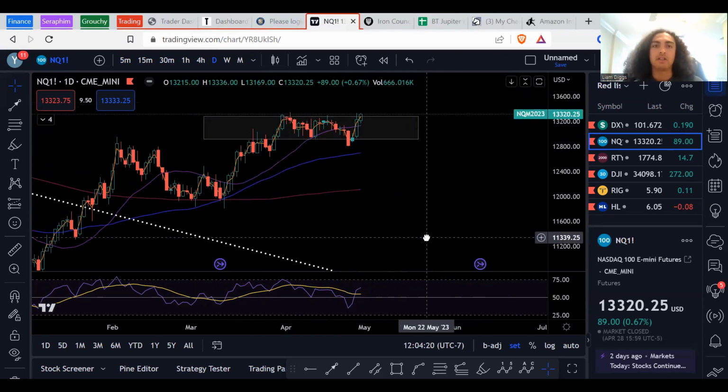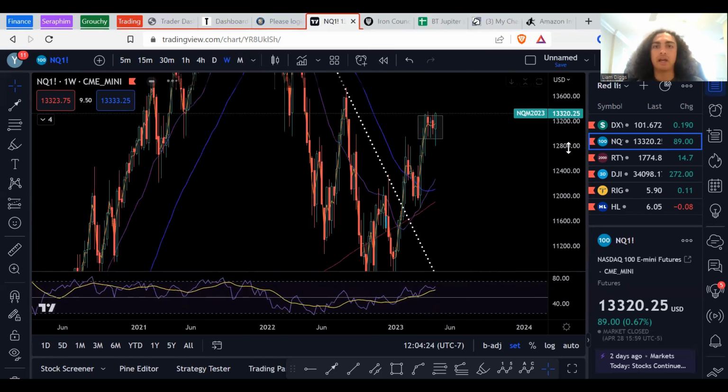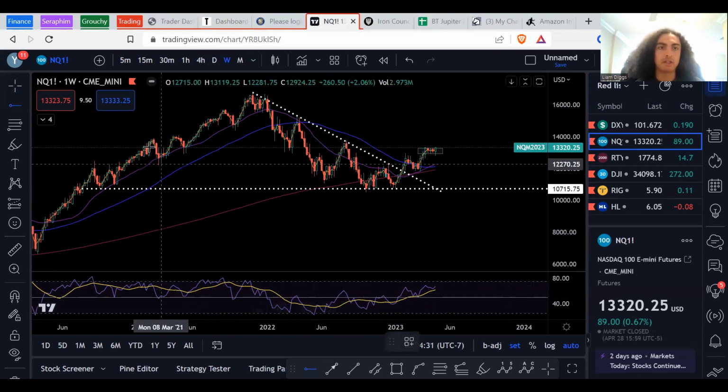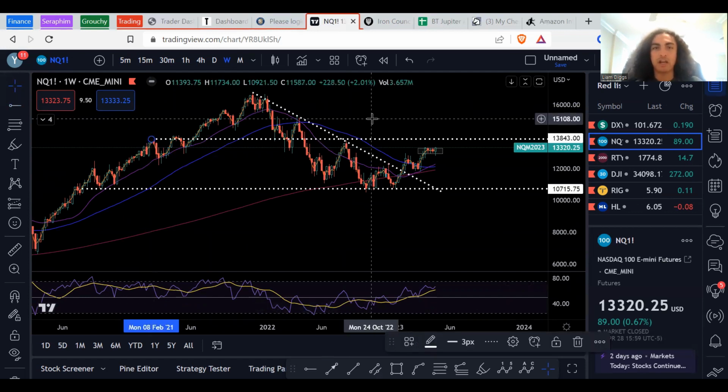Whether or not this breakout continues remains to be seen. If we zoom out to the weekly time frame, kind of fix that. The last time that we had a breakout, and you might see some type of resistance step in, is going to be right at about here, that 13,843 level.